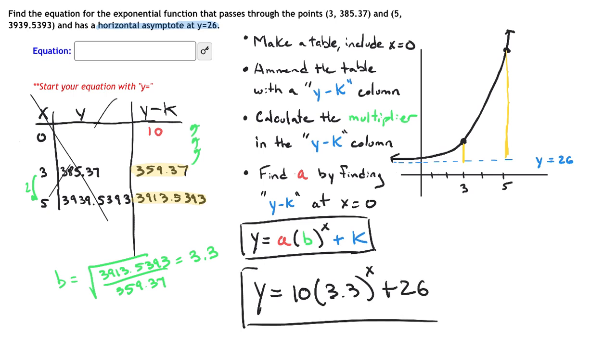Now, I will say that it is important that you remember to put that plus 26 on there, because there are a lot of times that students will forget to do that, but that is a necessary piece because that is the asymptote. And in order to write the correct equation, you need to know the asymptote, the multiplier, and your a value.